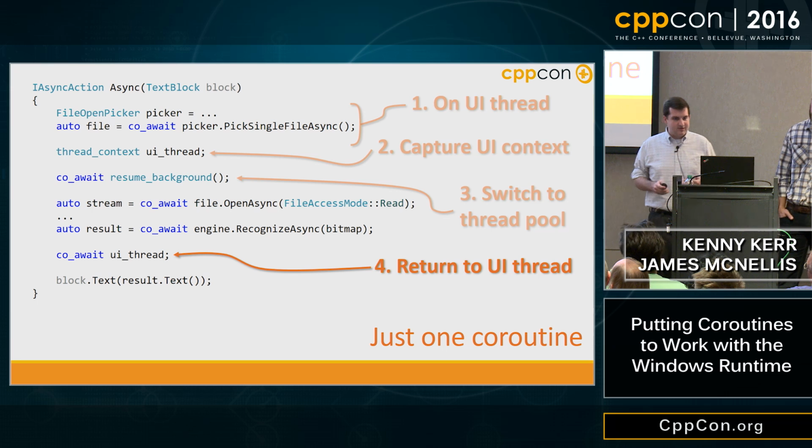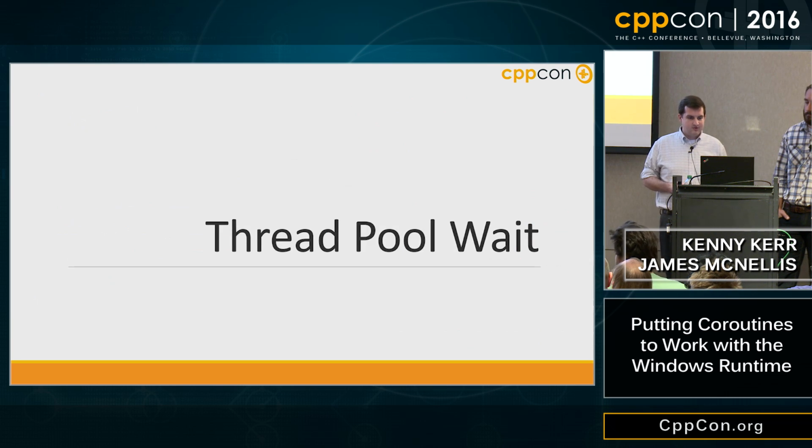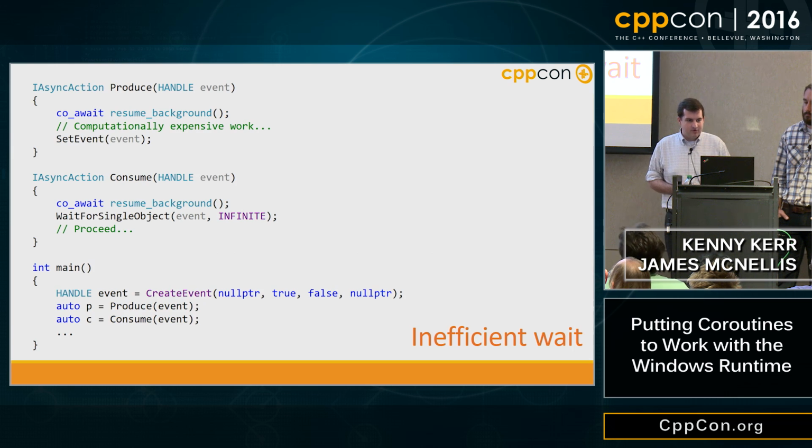All right, so as we said though, work is not the only thing you can put on the Windows thread pool. So you can also put wait objects on the thread pool. So here's an example of a program that does an inefficient wait. Here we have a producer and a consumer.